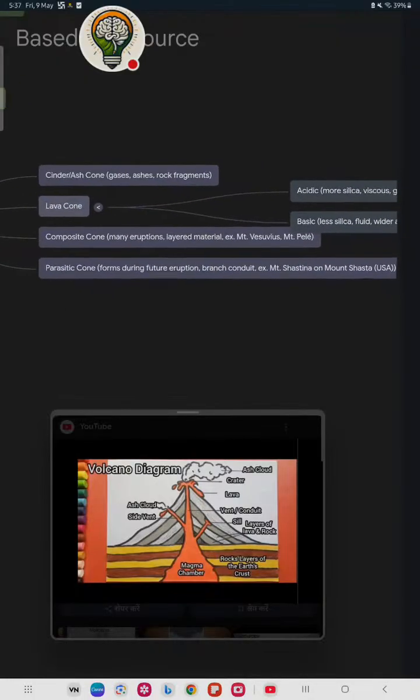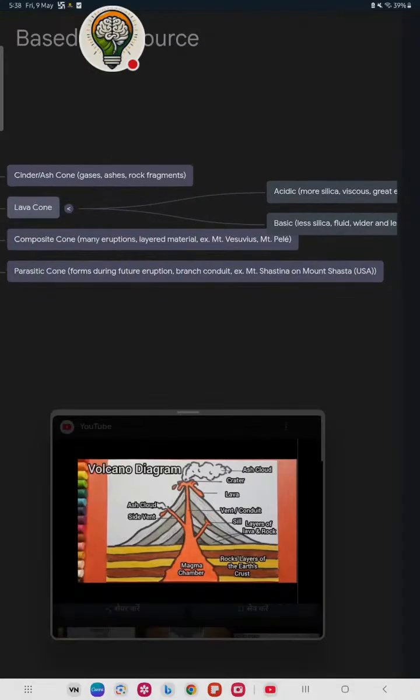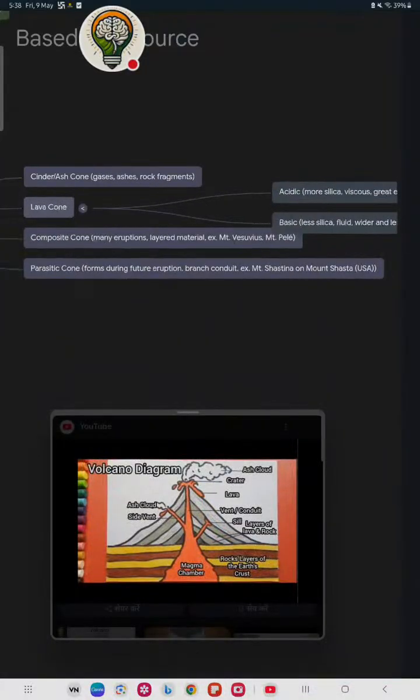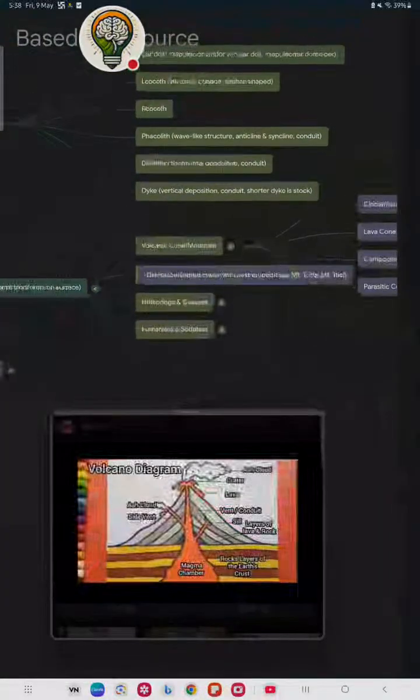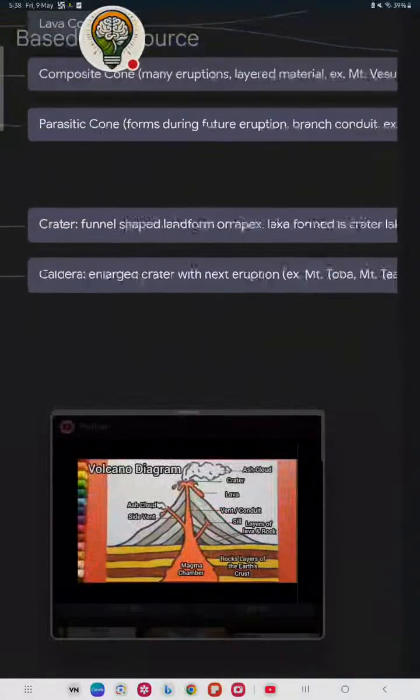Then the composite cone, formed by many eruptions in layered material. Mount Vesuvius and Mount Pelée are composite cones. And the parasitic cone is formed during a future eruption, through a branch conduit. Mount Shastina and Mount Shasta in the USA are an example of this parasitic cone. Then the crater and caldera. The crater is funnel shaped.